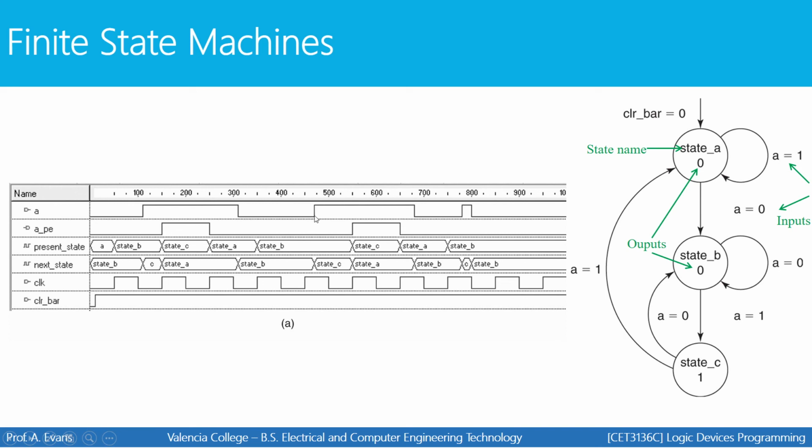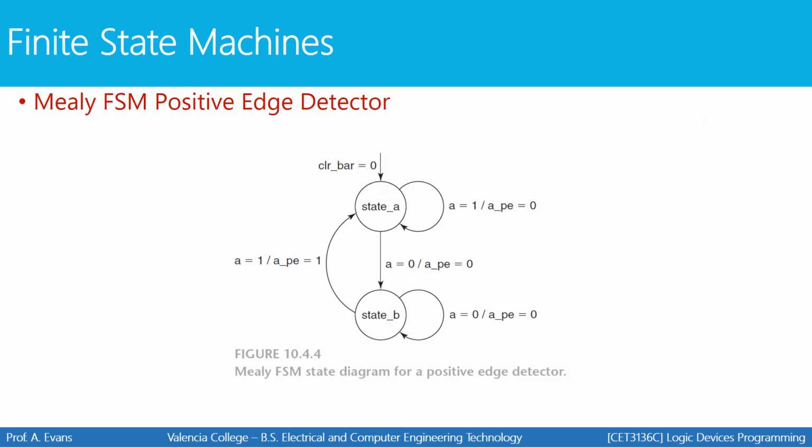You can see the same thing right here. A positive edge occurs right here, and on the next rising clock edge, our signal goes high, letting us know that edge was detected. So this is a basic example of how you might implement a finite state machine in the Moore style for a positive edge detector. There's also a way to implement it in the Mealy style.